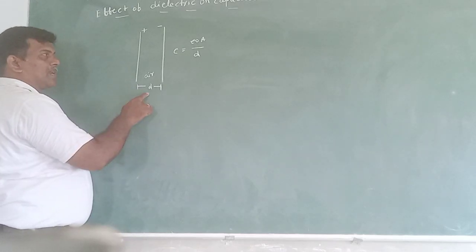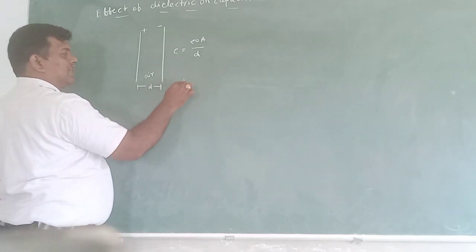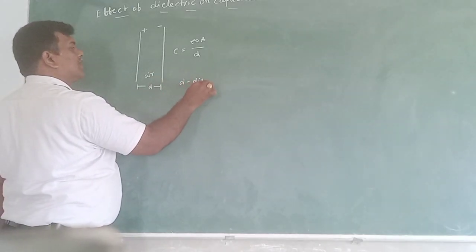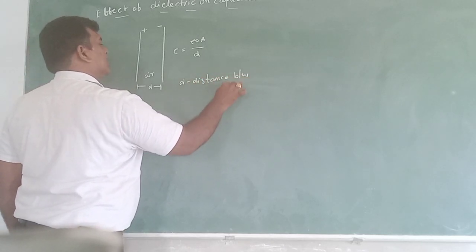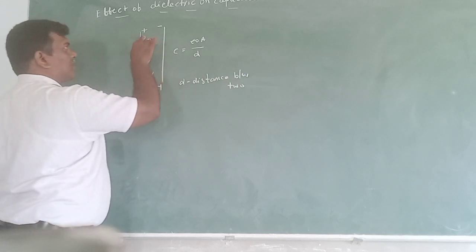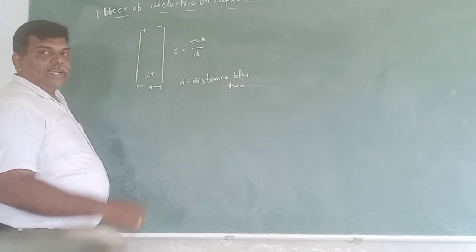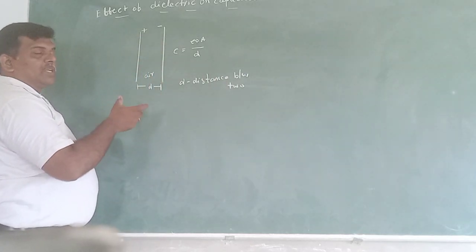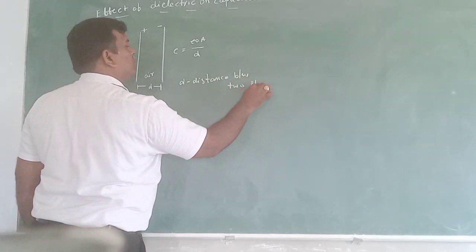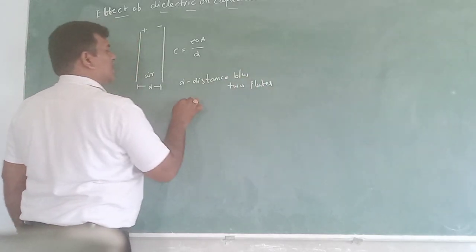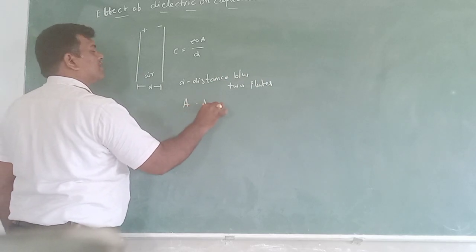d is the separated distance between the two plates. d is nothing but the distance between two plates. One is the positively charged plate, another one is the negatively charged plate. That combination is said to be the capacitor. And A is the area of the plates.